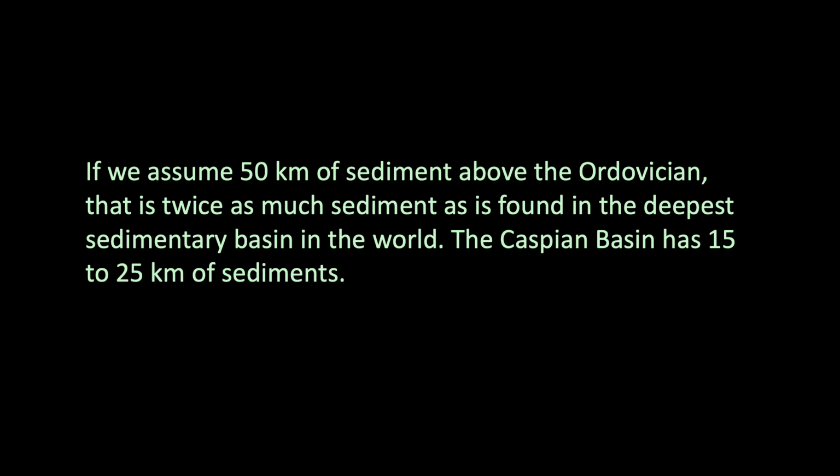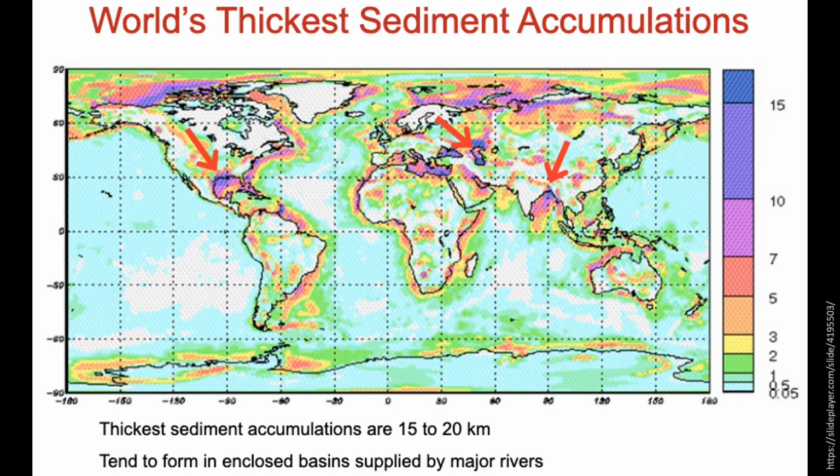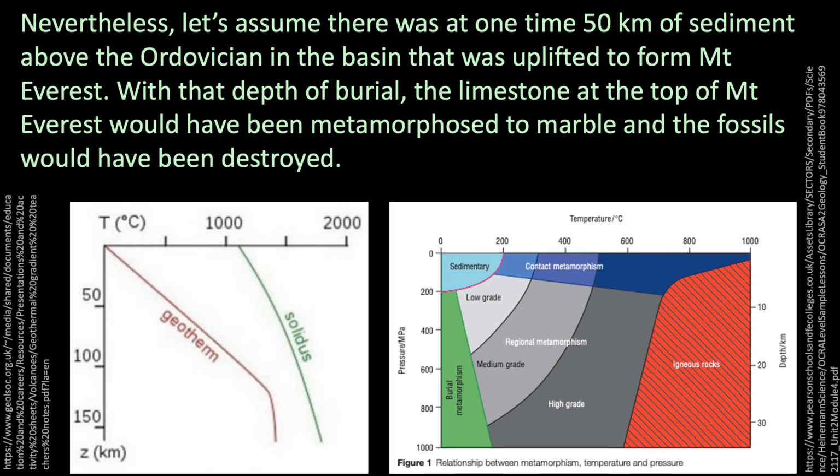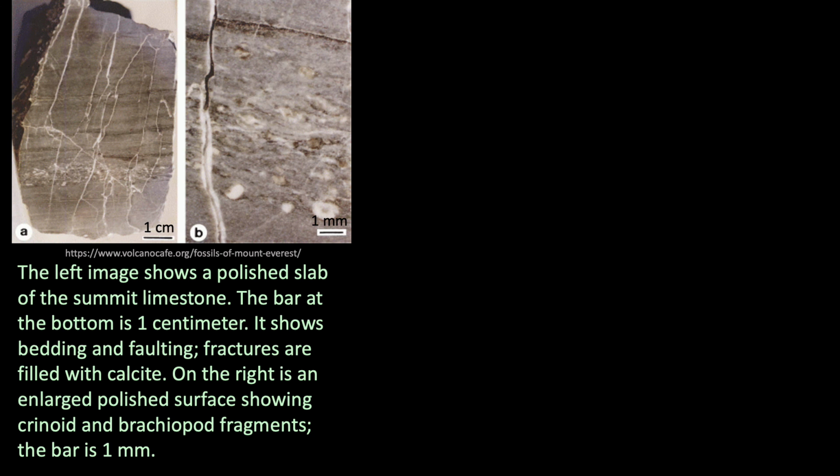The Caspian Basin has 15 to 25 kilometers of sediment. So here's the Caspian Basin up here, the deepest basin in the world, no more than 25 kilometers of sediment. Nevertheless, let's assume at one time there was 50 kilometers of sediment above the Ordovician. If you go down 50 kilometers, you're going to get burial temperatures up to about 500 degrees. And if you go down even 30 kilometers, you're already in high-grade metamorphism. If you went down 50 kilometers, the rock would melt, it would become igneous. So here we see the summit limestone containing fossils at the top of Mount Everest.